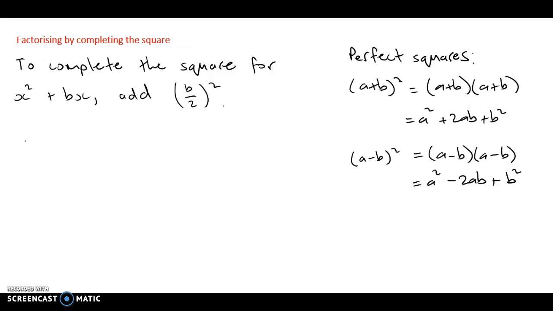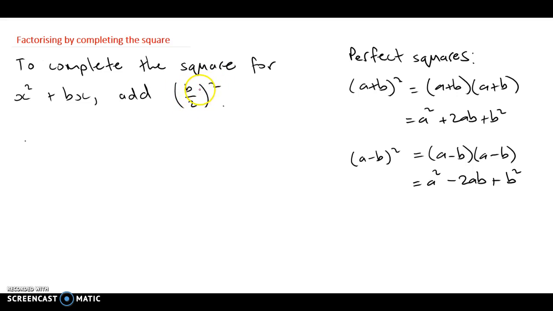This lesson is on factorising by completing the square. Now, before we get to the factorising component of this, we need to know what it is to complete the square and how we do it. So, if we want to complete the square for this expression here, x squared plus bx, all we need to do is add b on 2 all squared.